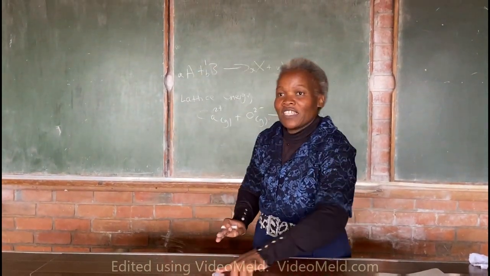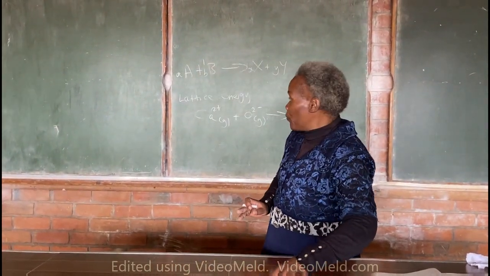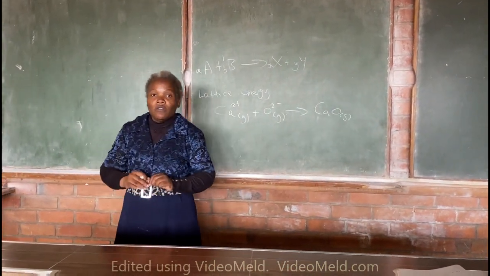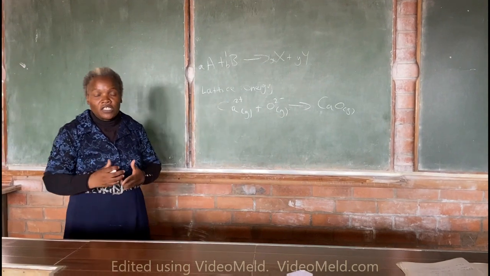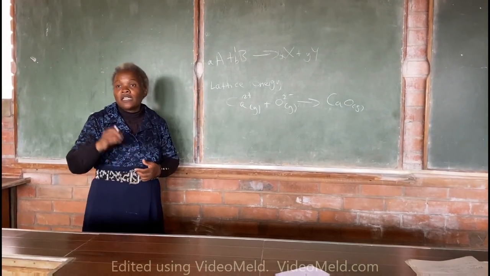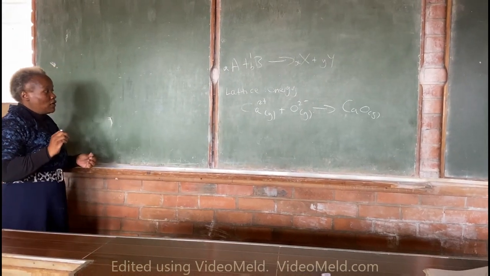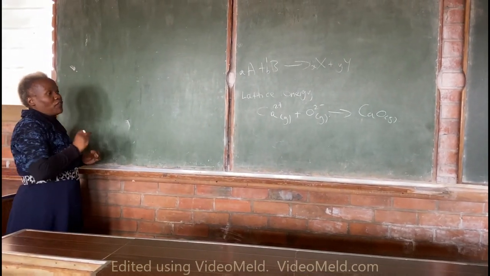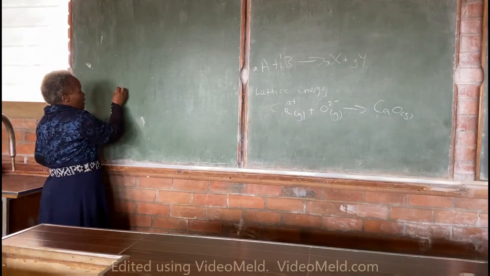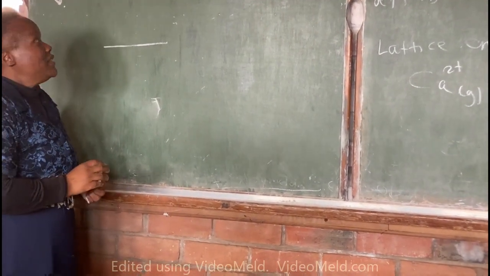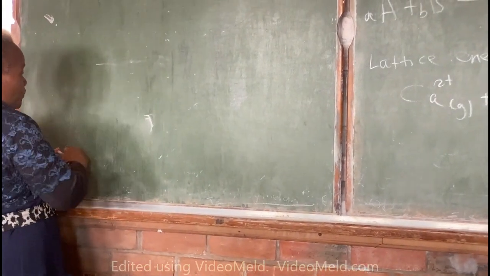Then the third part: construct a Born-Haber cycle for calcium oxide. We must now construct a Born-Haber cycle. The Born-Haber cycle involves the steps involved when an ionic solid is formed. So we always start from the starting point, which I can put as the datum line. And the starting point, you must start with the elements in their elemental state.